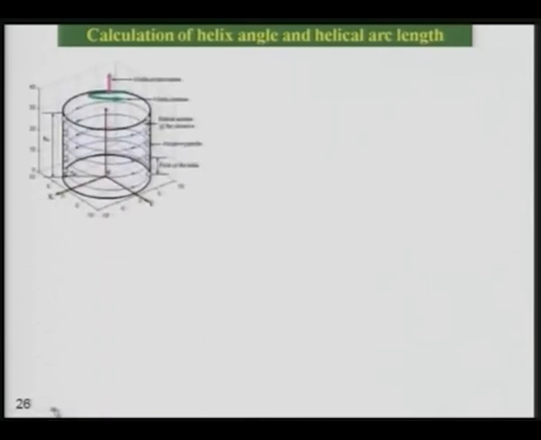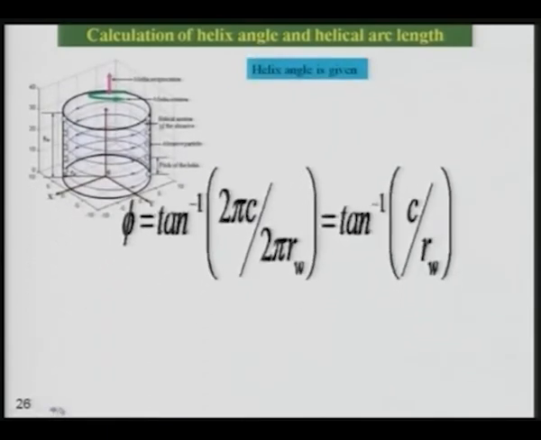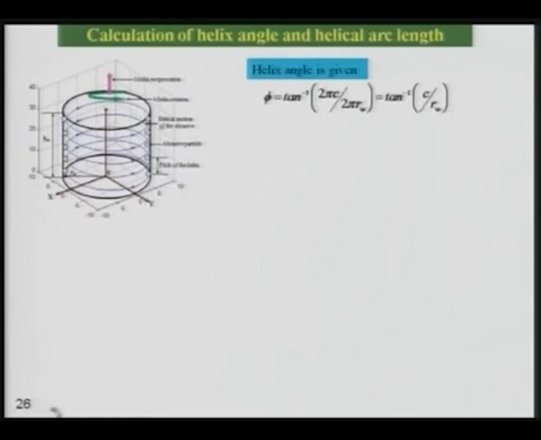You can calculate the helix angle with the help of these equations given over here. Now this helix angle phi can be calculated by 2 pi c over 2 pi rw, or tan inverse c over rw, where c is given by Va over V omega and V omega is given by 2 pi n over 60.